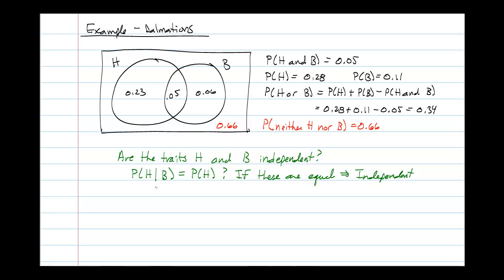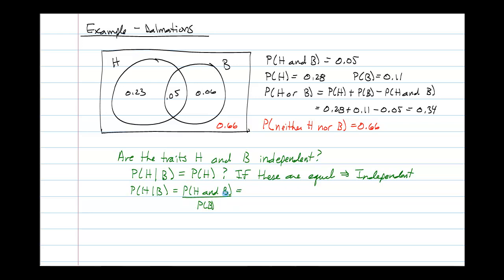Now as it turns out, I don't have to check both H given B and B given H. I can just check one. So let's go ahead and check it out. Let's look at the probability of H given B. From our formulas for joint, conditional, and marginal probability, conditional probability is equal to the joint divided by the marginal.